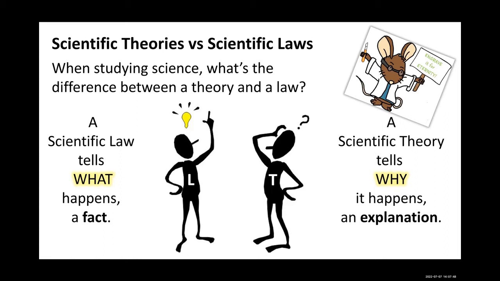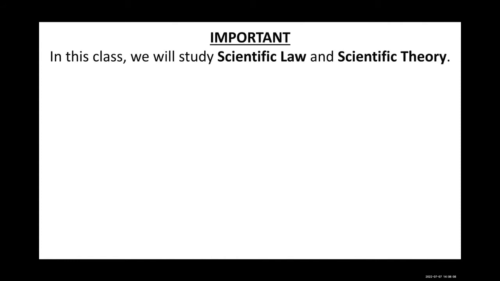So, what is the difference when you're studying science between a theory and a law? A scientific law tells what happens, a fact. A scientific theory tells why it happens, an explanation. I promise you that if you memorize those 2 sentences exactly as they are and place them on any test where I've asked this question, you will get full credit. So, this is what's important to remember. In this class, we're going to study scientific law and scientific theory.